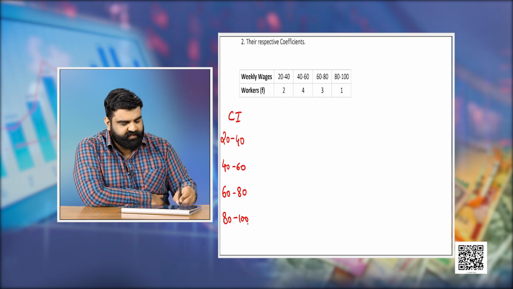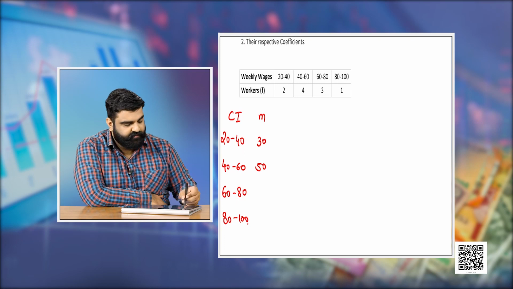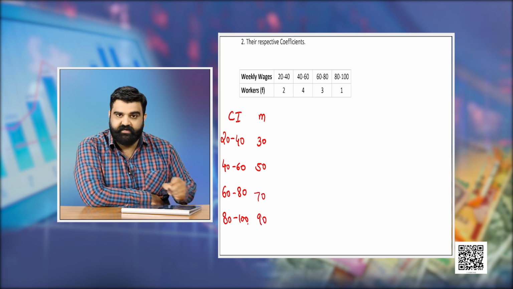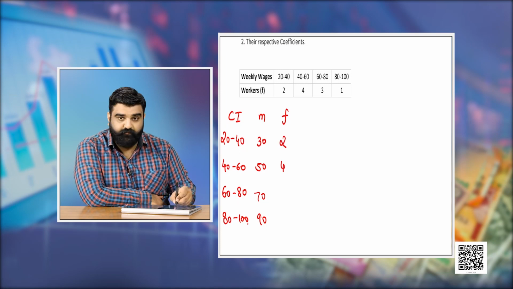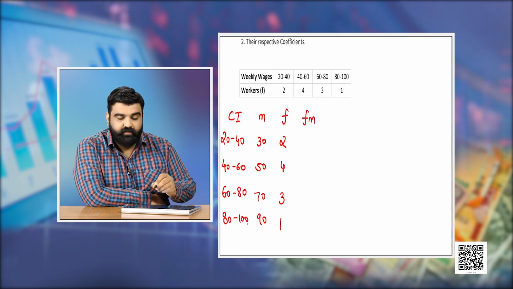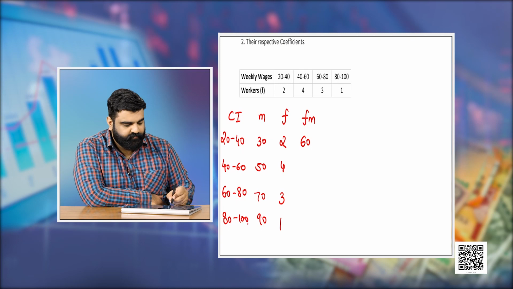So, first of all, let us calculate the mid values. This will be 30, 50, 70 and finally 90. Let us write the frequencies. So, it will be 2, 4, 3 and 1. Let us calculate the multiplication of f and m. So, this will be 60, 200, 210 and 90.